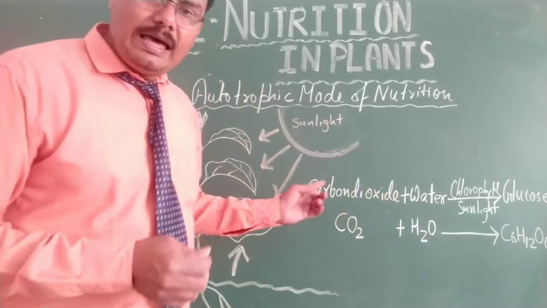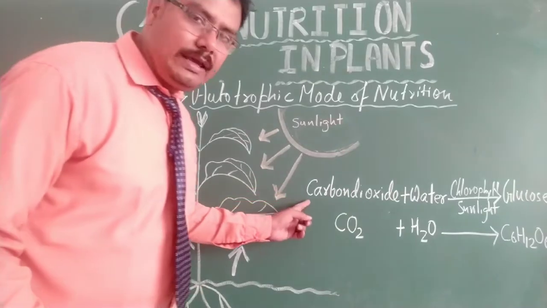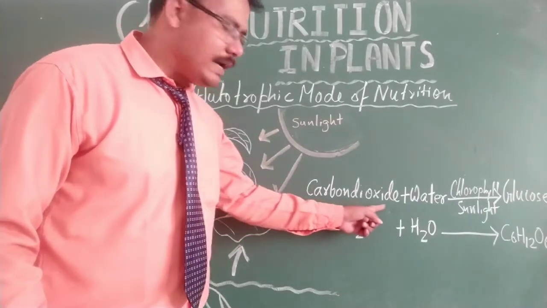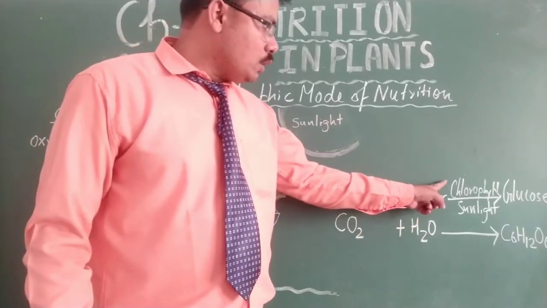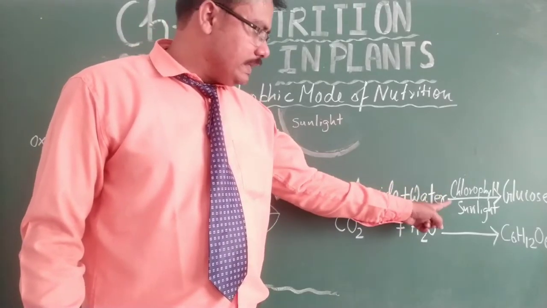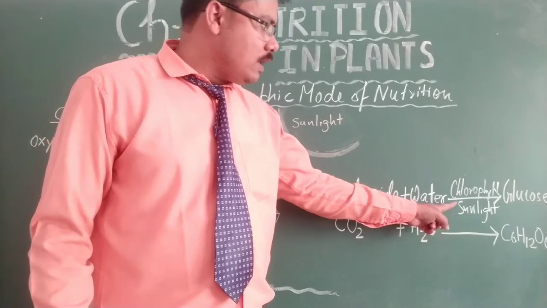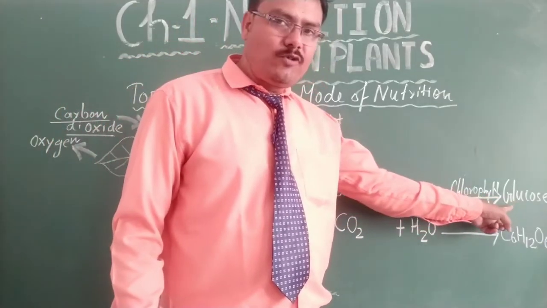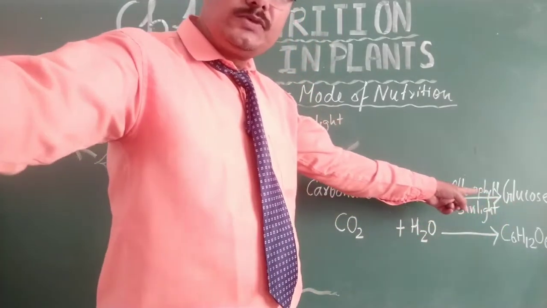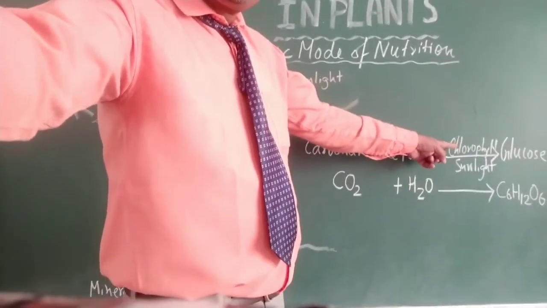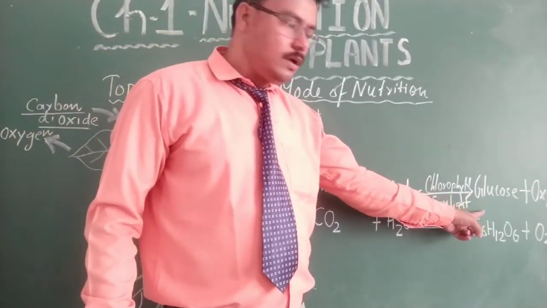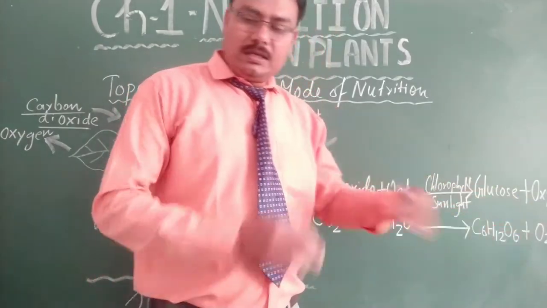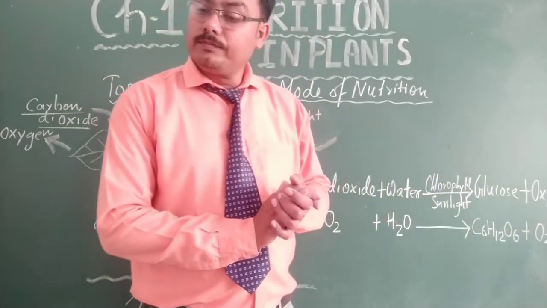So here I have given an equation: carbon dioxide plus water, with chlorophyll present so they can trap sunlight energy. And what else is formed? Glucose is formed. And oxygen is given out.